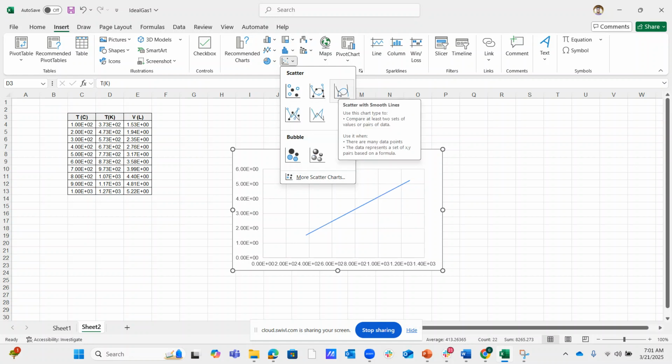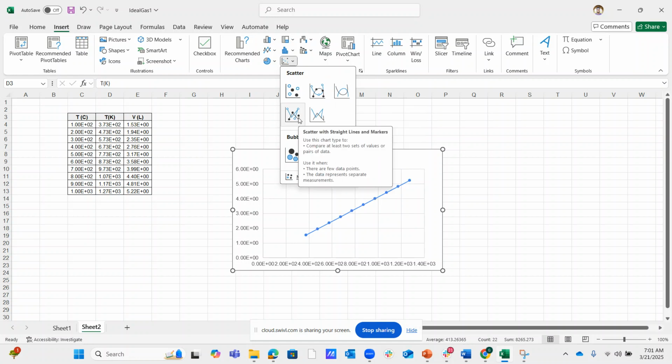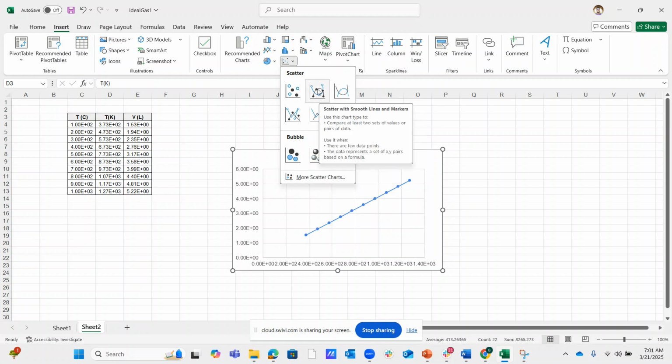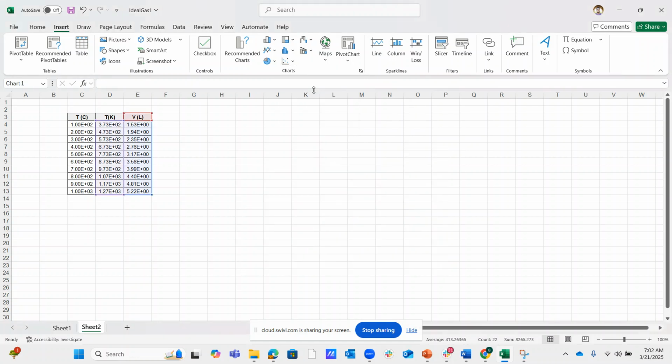This is just going to give you a smooth line without seeing the point. So we want to see the point. Scatter with smooth lines and markers. So we're going to go with this. I'm just giving an option to see all the different options. So let's do this. Tell Excel to do this for us.